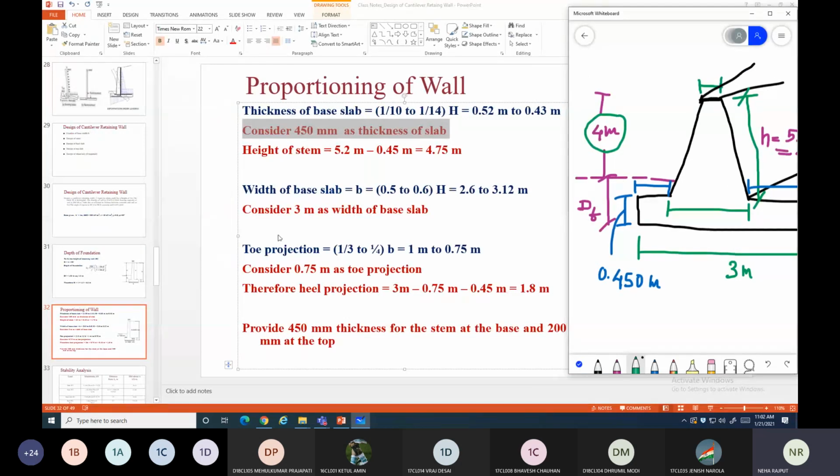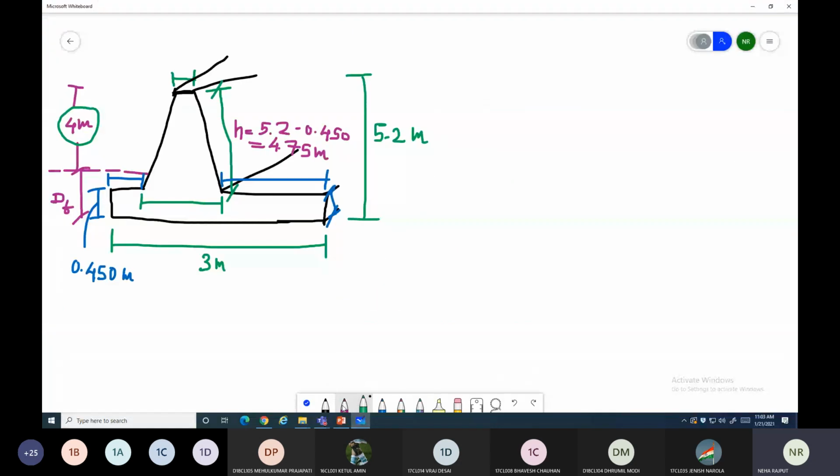Now coming to the toe projection. Now what is toe projection? Toe projection is 1/3 to 1/4 of the base slab width. So 1 meter to 0.75 meter. I have assumed 0.75 meter as my toe dimension, toe width 0.75 meter. So this is 3 meter, this is 0.75 meter.